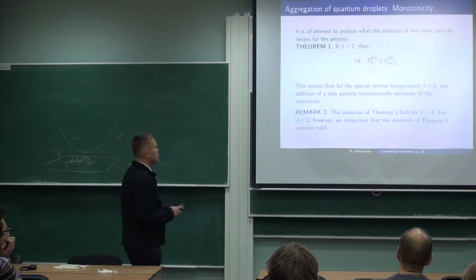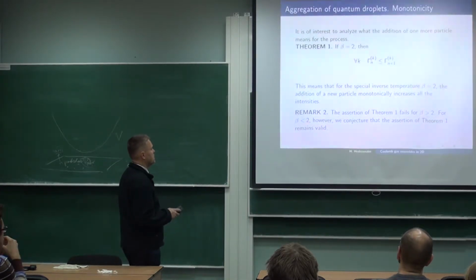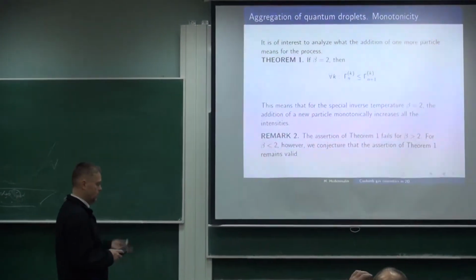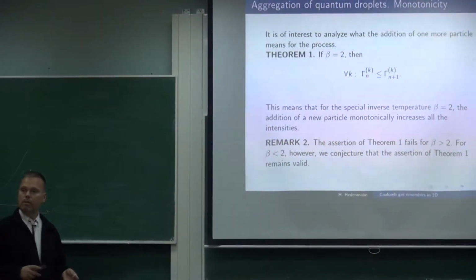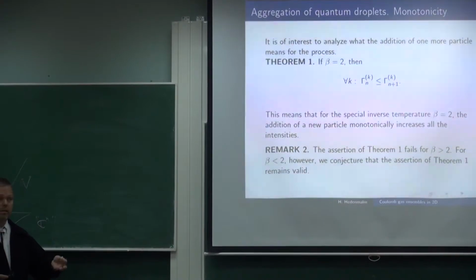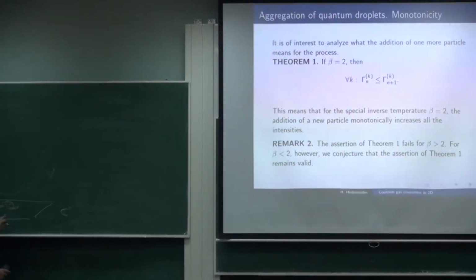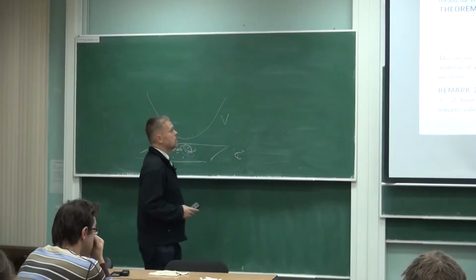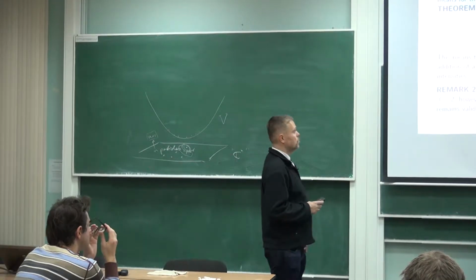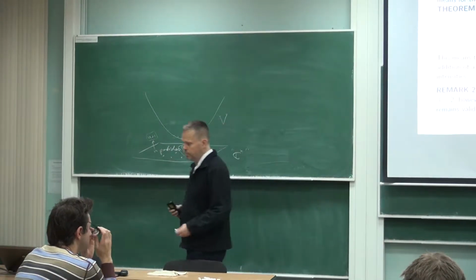On the other hand, of course, it's extremely likely that for beta less than 2, where you increase temperature, then your system should be more evenly spread out, and then you would expect to get such a theorem to hold, but we don't know that.